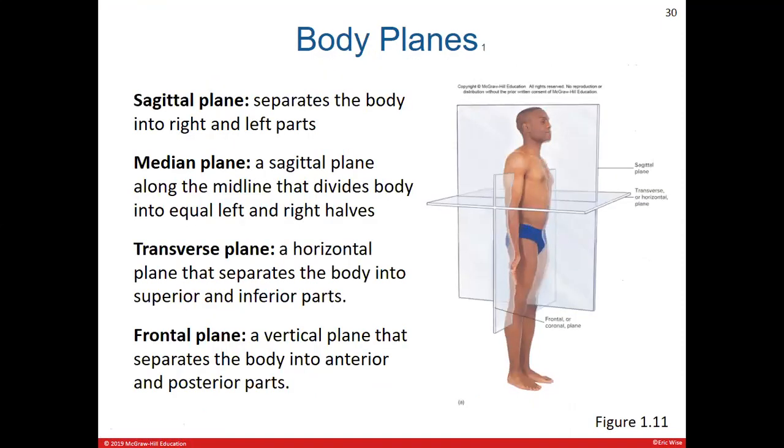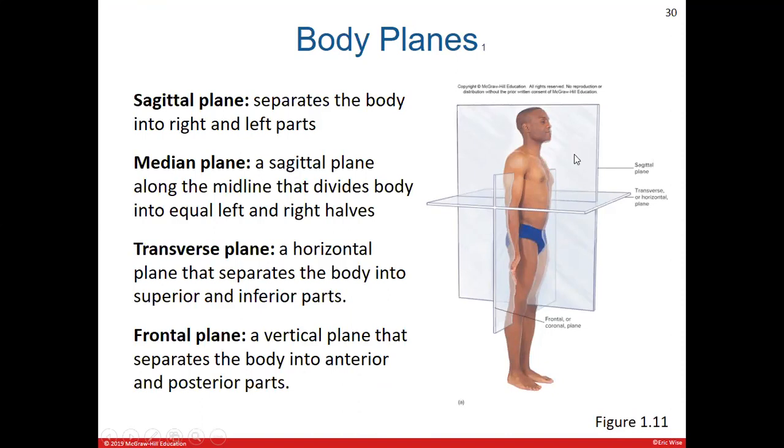The other thing here is body planes. These are especially important if you are going into radiography and sonography. You'll see different planes of imaging. And so these are good terms to memorize as well. Sagittal plane is the plane that's going to divide the body into left and right parts. You can see, this is a vertical plane here, and it's dividing the body left and right.